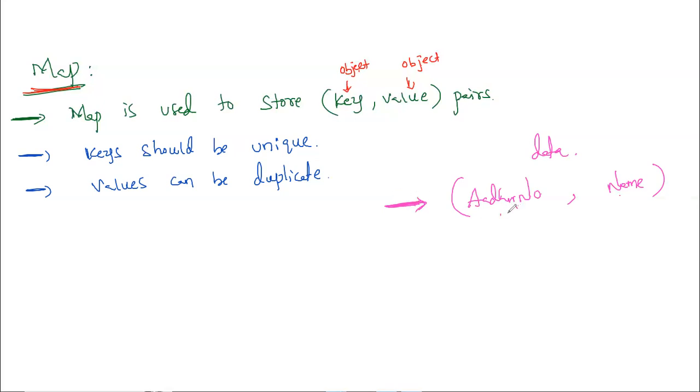Here, can two people have the same Aadhaar number? No, it is unique. Say the first person's Aadhaar number is some 1, 2, 3, 4.